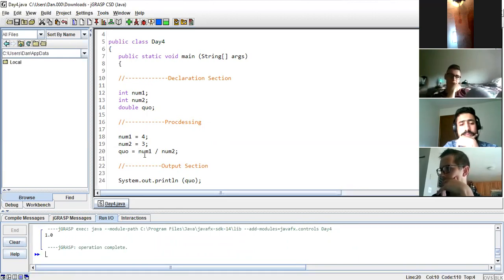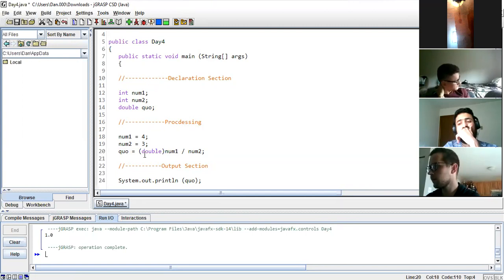Well, there's a tricky way to change this, and it's called casting. What I can do is in front of num1, I can put the word double in parentheses, and what it will do is change num1 to a double. So now num1 is going to become 4.0 divided by 3.